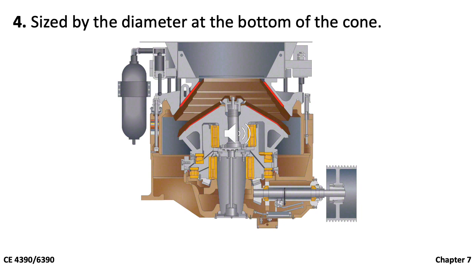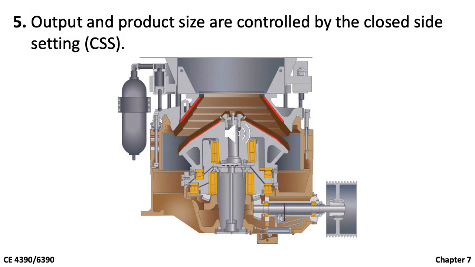Cone crushers are sized by the diameter at the bottom of the cone. Similar to other types of machines, the output and the product size are controlled by the closed side setting, CSS. In this figure, this gap is called CSS, or the closed side setting, of the cone crusher.